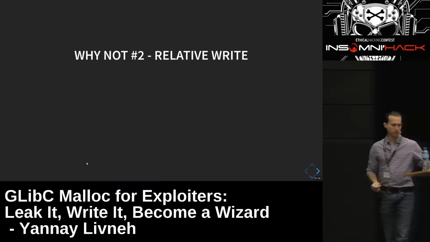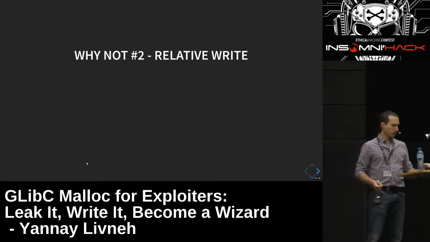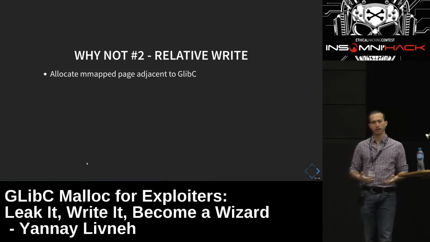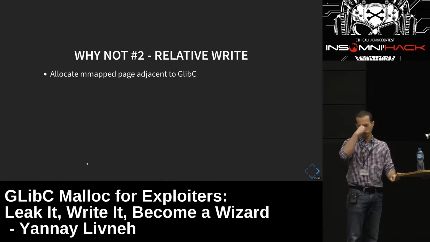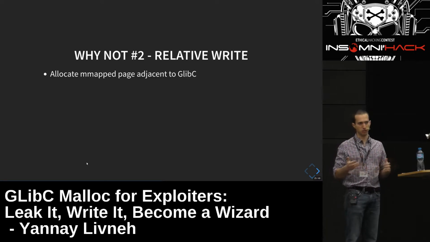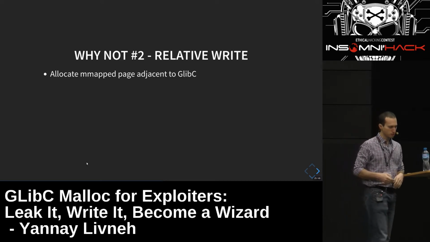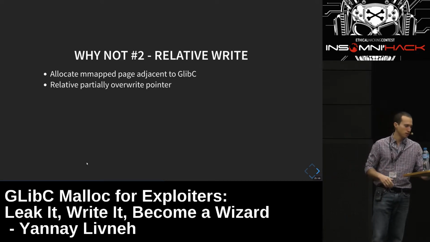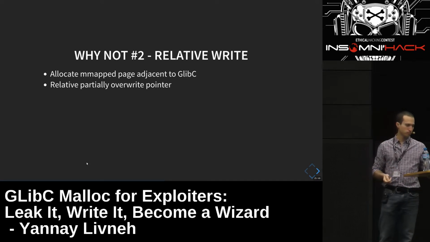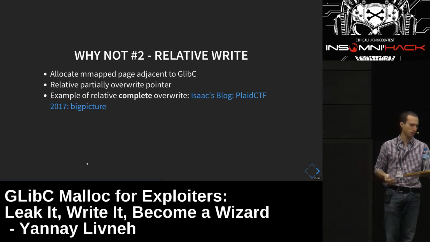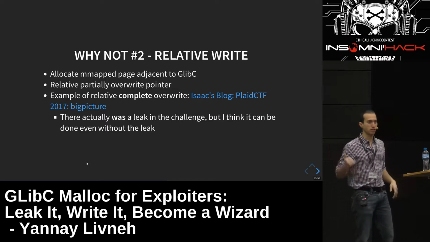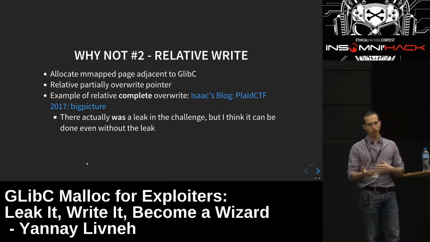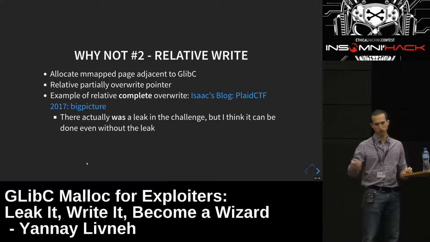Another way to bypass ASLR is with a relative write. There is a trick that a really big mapped chunk is allocated adjacent to glibc for some reason. It's some optimization of the kernel. So if you have a relative write to this mapping, you basically can do a partial override to pointers in the glibc, and you just bypassed ASLR. This is an example for it. Technically, they did have a leak in this example, but I think it can be done also without a leak, and it demonstrates the fact that big chunks are mapped and they are adjacent to the glibc mapping.